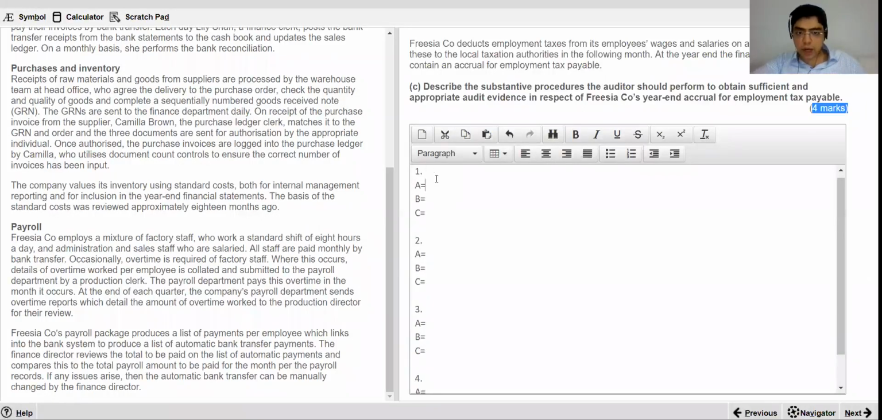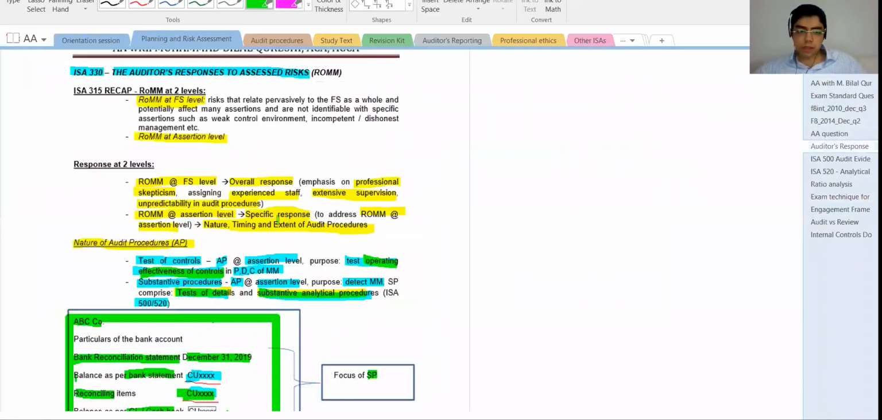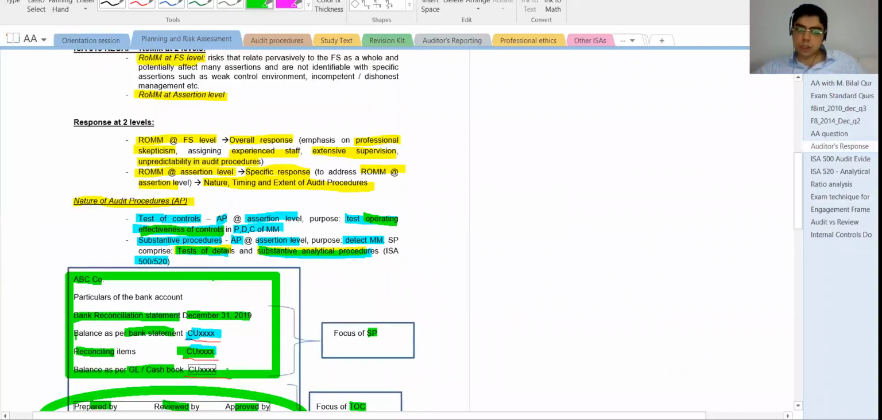Now I'm going to tell you how you write your substantive procedures. Now, when we talk about substantive procedures, please remember the definition. Let me take you back to the definition of a substantive procedure, and that is, what is a substantive procedure? It's an audit procedure at assertion level. The purpose is to detect material misstatements. And there are two types of substantive procedures. One is a test of details, and the other is a substantive analytical procedure. And substantive analytical procedure means easy marks.